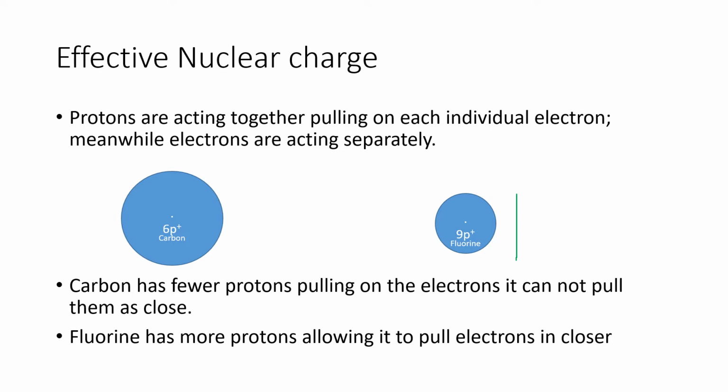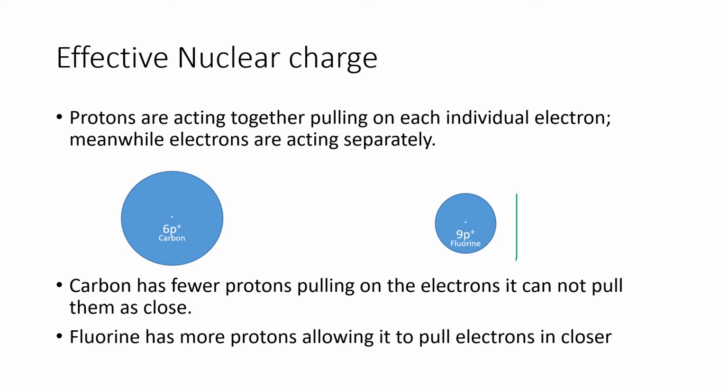What we don't want to do is think about it as 6 protons versus 6 electrons, 9 protons versus 9 electrons. That's not the way we want to look at it. It's not a 1-to-1 ratio that matters. What you really have to look at is the protons acting together in unison, the electrons acting separately.